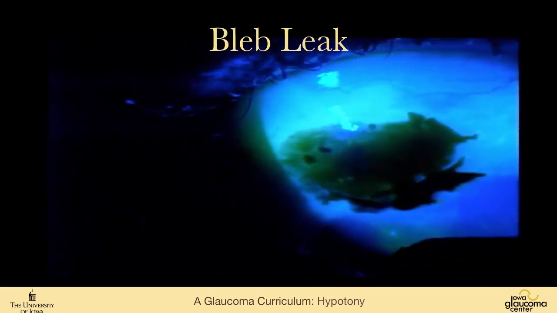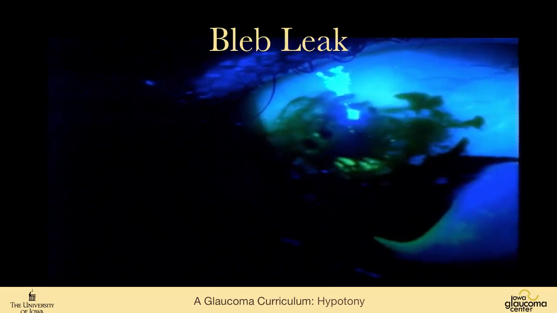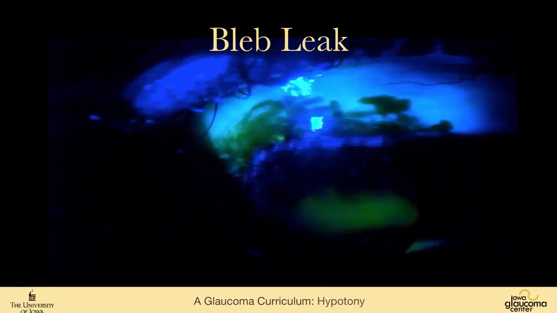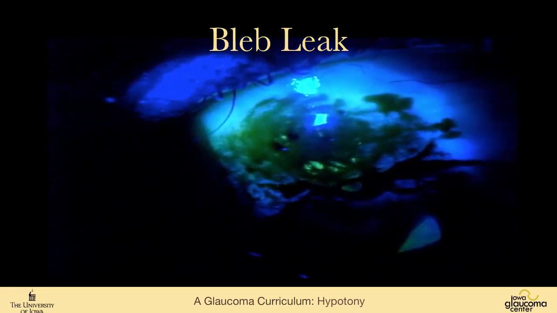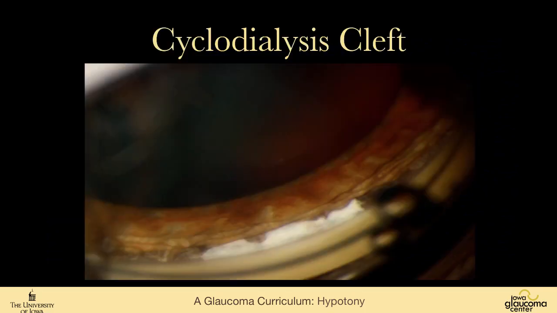Everyone with hypotony needs to have Seidel testing. So you can see as we're painting here, this flow of aqueous through the bleb, actually in multiple points here. Now, blebs will often glow a little bit because fluid is transuding through them, but if you actually see a little river like that, then that's Seidel positive.